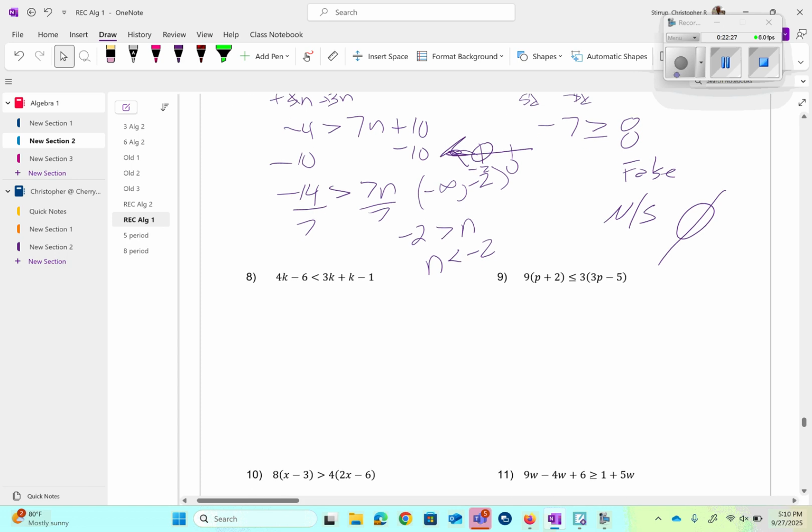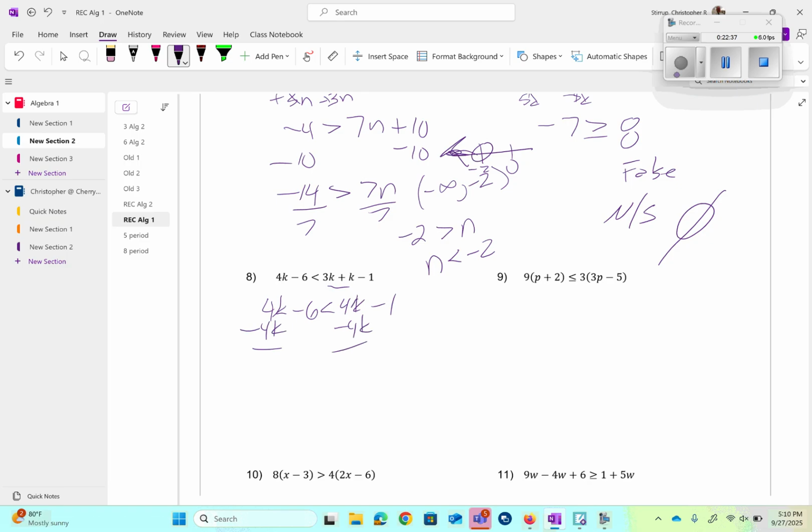Number 8, let's go ahead and combine like terms. So I have 4k minus 6 is less than 4k minus 1. We'll subtract 4k from both sides. These cancel. So negative 6 is less than negative 1. This is true. Negative 6 is less than negative 1. So this means you have infinite solutions, or you might want to write the R like that for all real solutions.